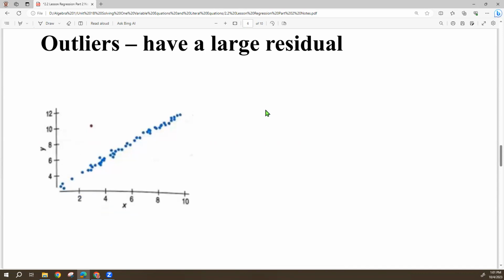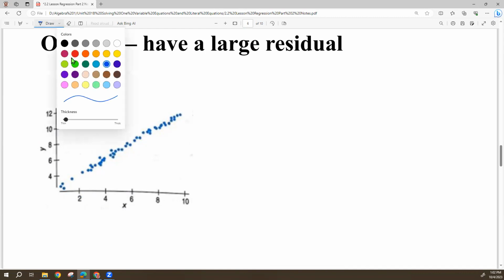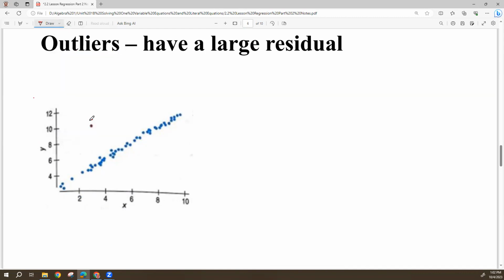A few other characteristics that might occur. We talked about outliers. Outliers have a large residual, which means they are far above or below the rest of the data set. So this point has a large residual. It's really far above the rest of the data set points. And so calculating linear regression might be a problem, probably is a problem for this data set, because this point does not follow the pattern.